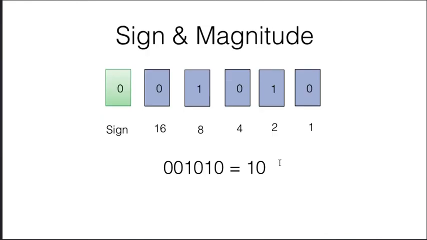Okay, so here, in this scheme, we're saying 0 is, what did we say? 0 is positive and 1 is negative. So here we have 0, which tells us whether it's positive or negative, in this case positive. So then the number part is 0, 1, 0, 1, 0. So that would be 10 by itself. With the sign, it's positive 10, plus 10. Here, we have the magnitude part is once again 0, 1, 0, 1, 0, which is 10. And then the sign is negative in this case. So this would be equal to minus 10.